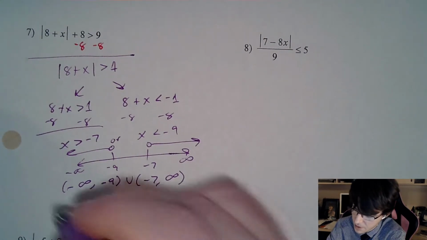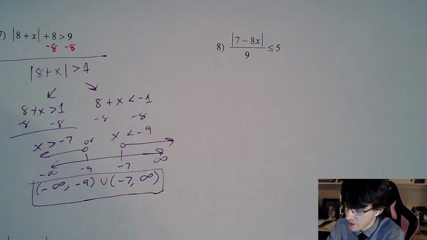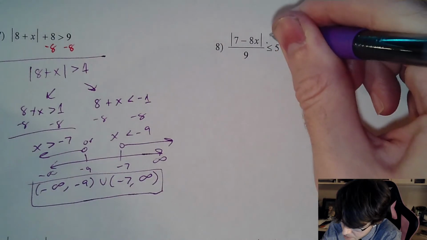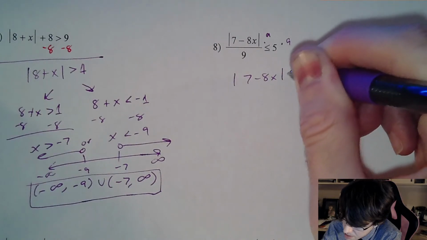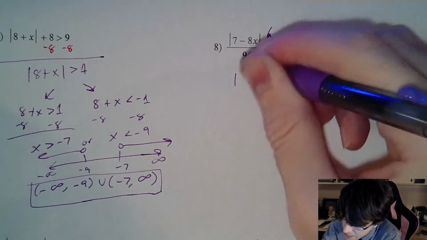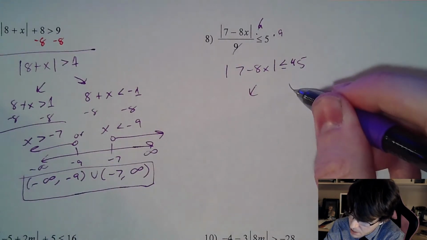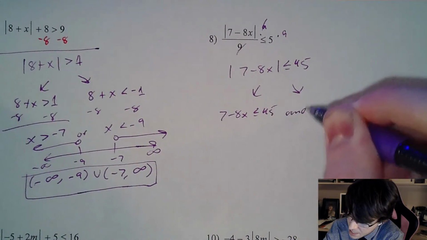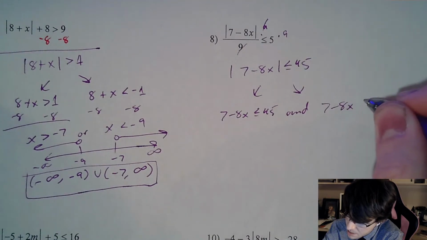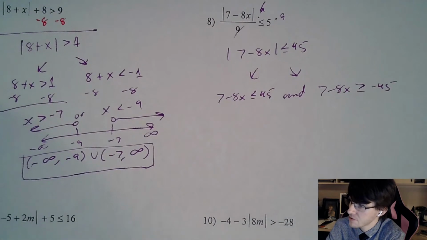All right. We are so close to being done. Just 3 problems left. So number 8, whenever you have that fraction, we want to get rid of the fraction, get rid of the denominator. So we're going to multiply both sides by 9 to start. So it's going to give us absolute value of 7 minus 8x is less than or equal to 45, because those 9s cancel, and 5 times 9 is 45. We split this into 2, and we finally have an and. So we got 7 minus 8x less than or equal to 45, and 7 minus 8x greater than or equal to negative 45. Don't forget to flip the direction and the sign.